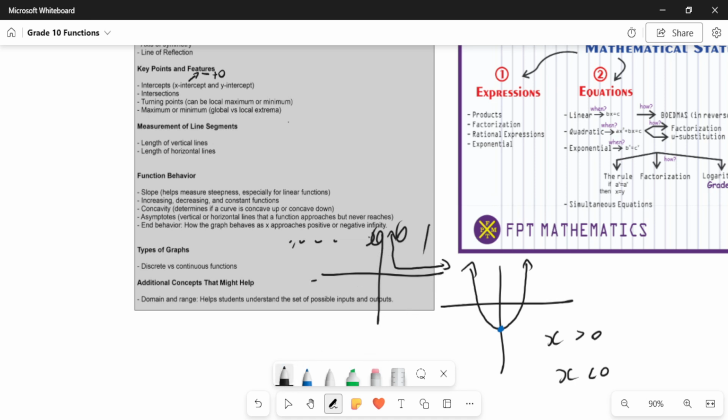And if you do that here on the negative side, if x goes to negative infinity, the same thing happens. It'll go closer to 0. It'll never become 0, but it'll get closer to 0. Right, then we can bring in the asymptote.